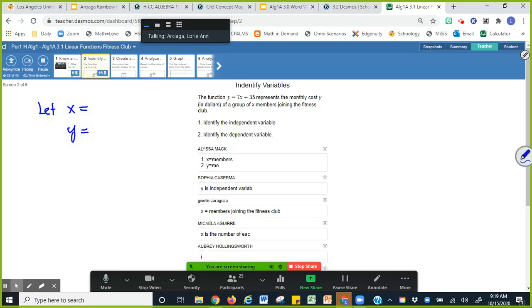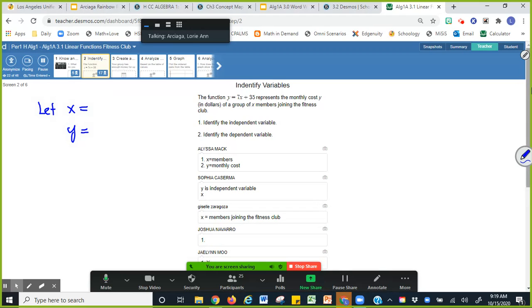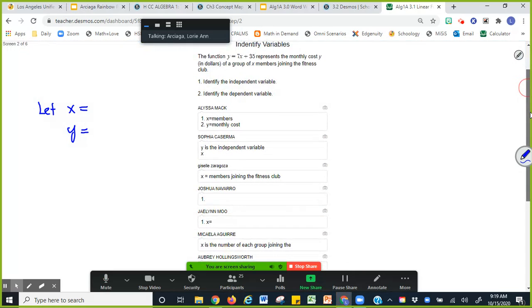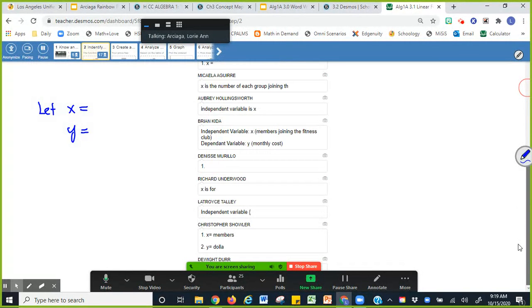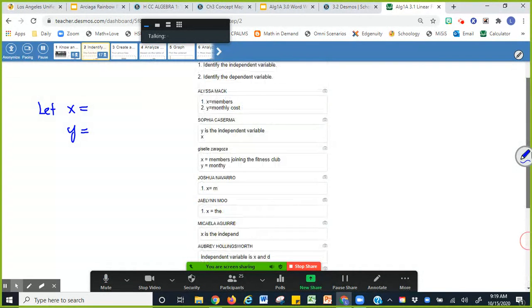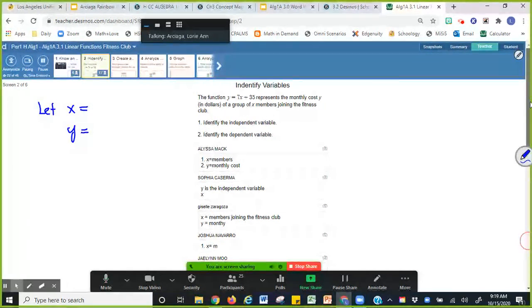Nice. So x is the number of members. Very good. And then y being the dependent variable. Okay. So the number of members will bring about effects in the amount you're going to pay, right? So the more members joining, the higher amount you will pay.